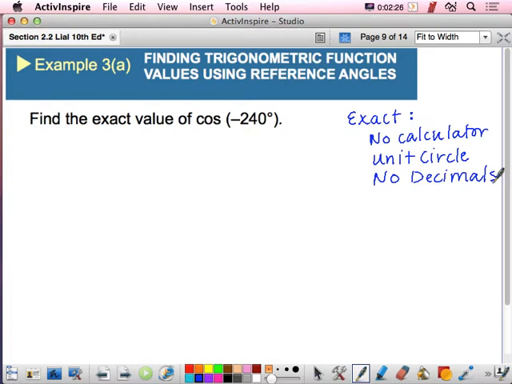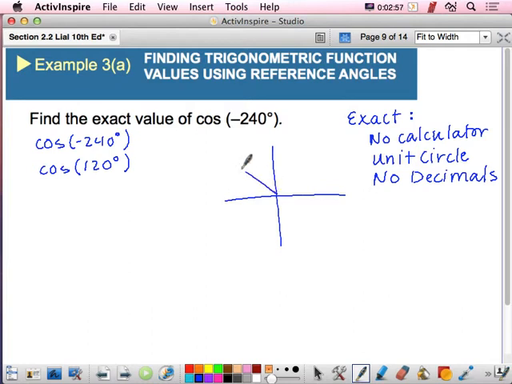Okay, so let's talk about negative 240 degrees. We don't want to deal with negatives, so we're going to add 360 to it and bring it up. So instead of cosine of negative 240, add 360, and we're really asking for the cosine of what? 120. So we're going to treat our angle like it's 120 degrees. Once you do that, you go over and you draw it. And you say, okay, 120 degrees is about right here, right? That's about 120 degrees? Yes?